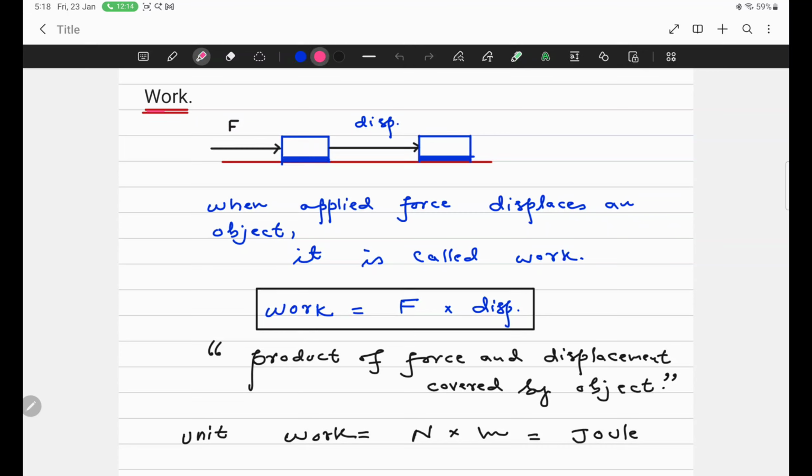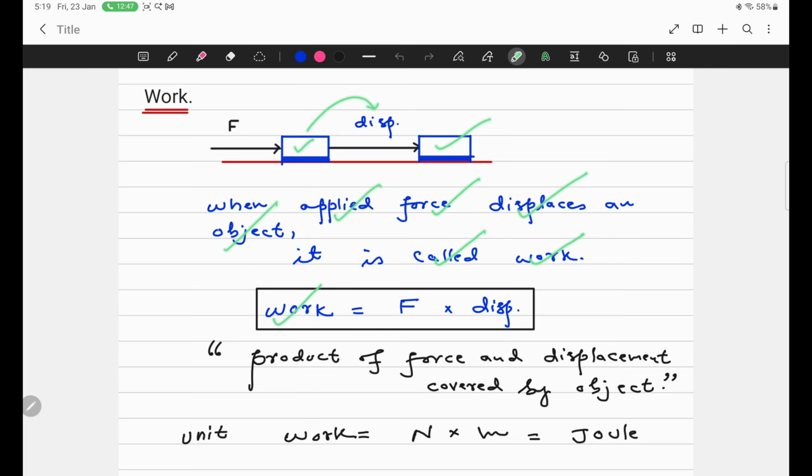But I started the chapter Work, Energy, Power. The first definition I taught was work. So what is work? Consider this is a block. This block is placed on a horizontal surface. When I exert a force F, by this force the block is displaced from this position to this position. When applied force displaces an object, then it is called work.